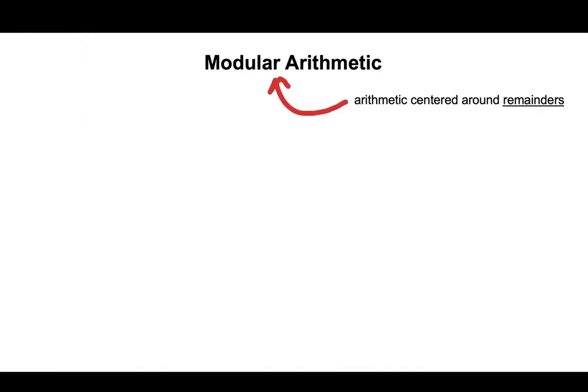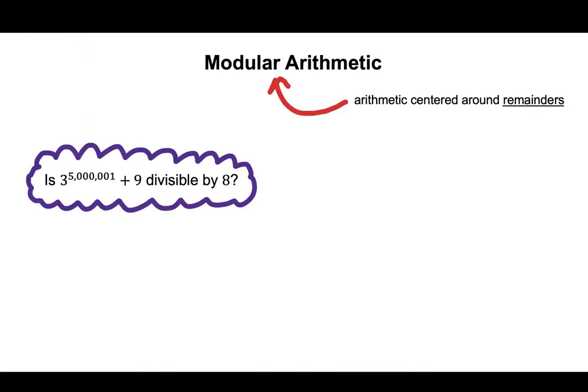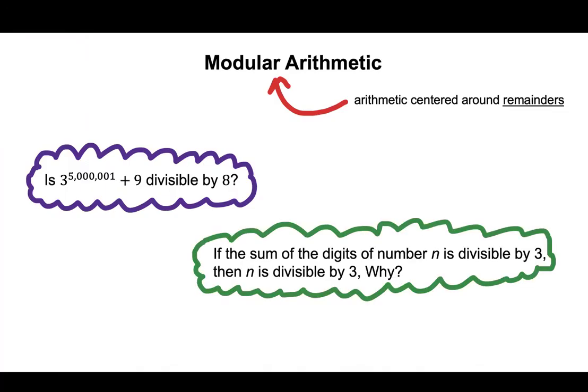It also makes it easier to answer questions such as, is 3 to the 5 million and 1 plus 9 divisible by 8? Or show that if we know that the sum of the digits of a number is divisible by 3, then the number is divisible by 3. For example, for the number 2547, 2 plus 5 plus 4 plus 7 gives 18, which is divisible by 3. So 2547 is divisible by 3.